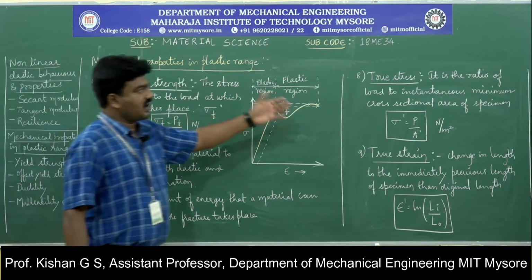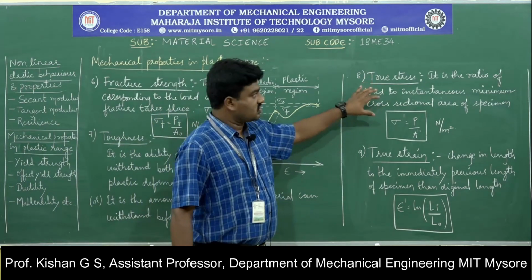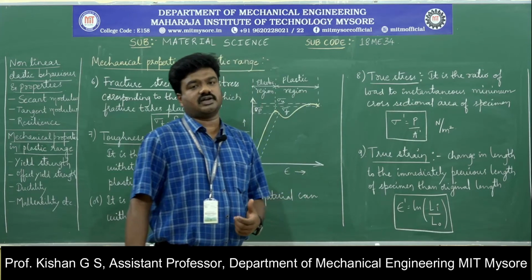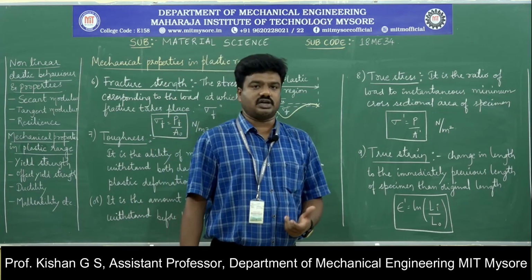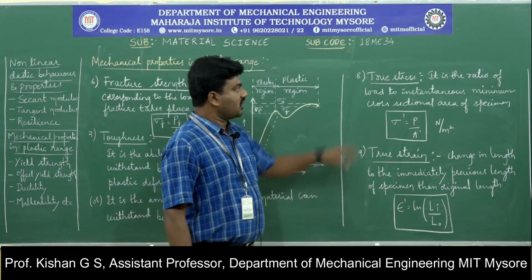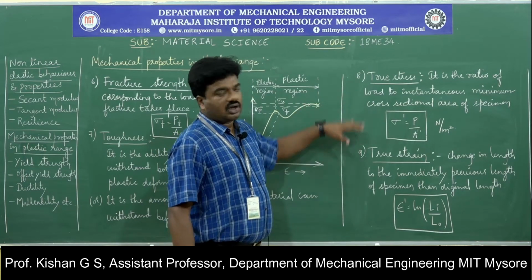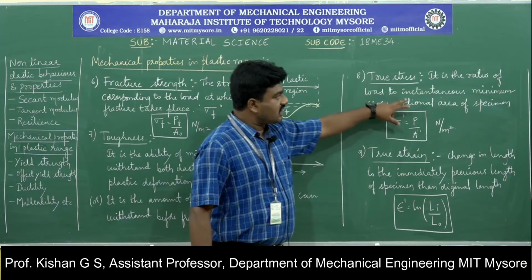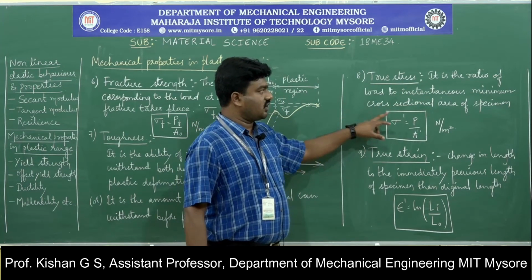Moving on with the next parameter, it is true stress. So the terms stress and strain, which we have studied in the earlier classes, are defined as engineering stress and engineering strain, whereas here we are speaking about true stress and true strain. How do you define true stress? It is the ratio of load to the instantaneous minimum cross-sectional area of the specimen.